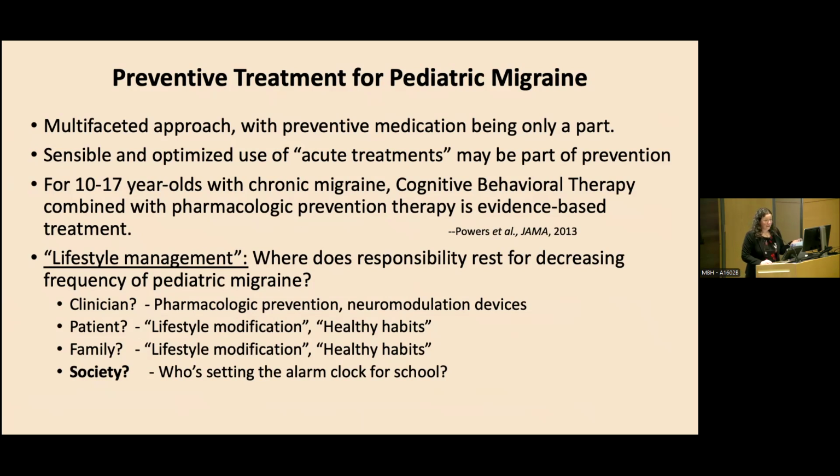If you have effective acute therapy that stops it within a couple of hours, we've decreased your headache days per month through rational use of acute therapy. For kids who have chronic migraine, that's at least 15 days per month for at least the last 3 months. If we combine pharmacologic therapy with cognitive behavioral therapy, that's better than giving you just the pharmacologic therapy.